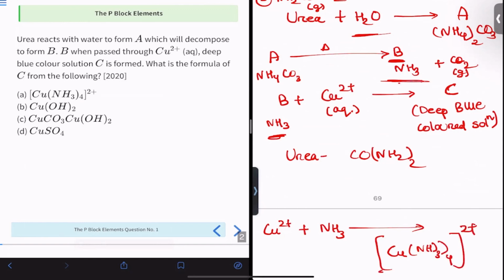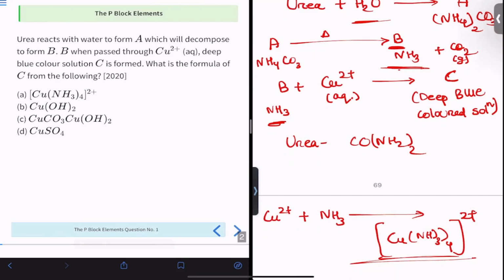This will be the compound which will form. Okay, and this compound has a deep blue color. It is a blue colored compound, Cu(NH3)4. So in which option is the copper ammonium complex present? Option number A. So option number A is the correct answer.